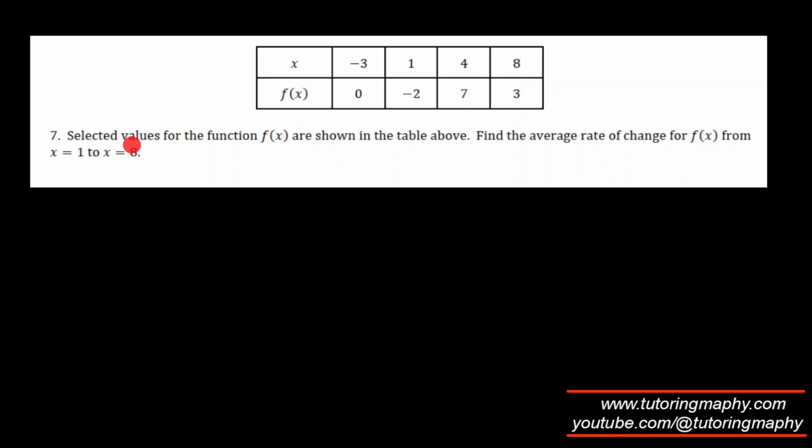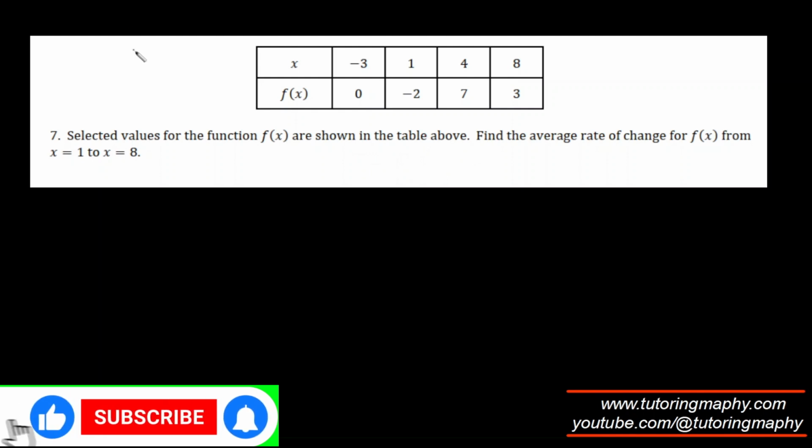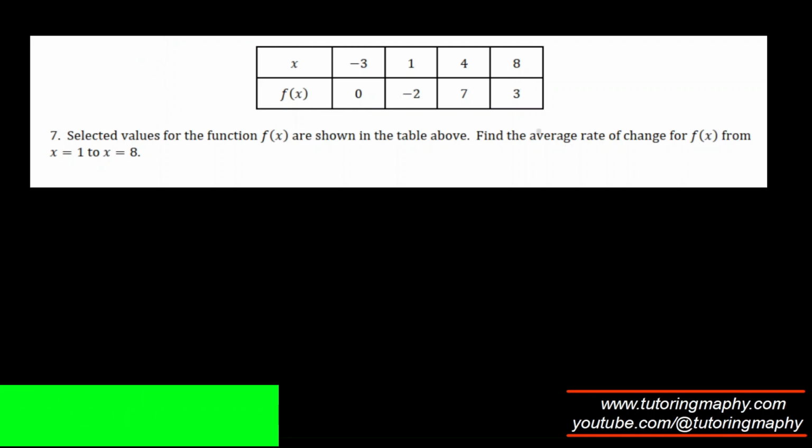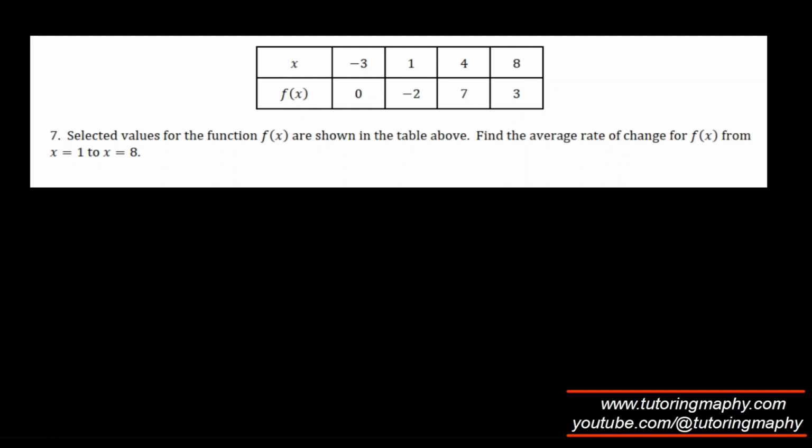Okay. Selected values for the function f(x) are shown in the table. Again, a similar question, although based on a table now. We're just going to read these values from the table. So again, AROC from 1 to 8. Same formula is applicable. So AROC is going to be f of 8 minus f of 1 over 8 minus 1. f of 8 is the y value at x equal to 8, right? So x equal to 8 is right here. See, x is 8, and the y value, or f(x) value, is just 3.